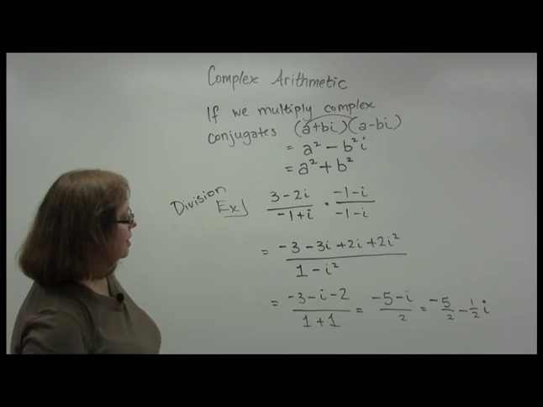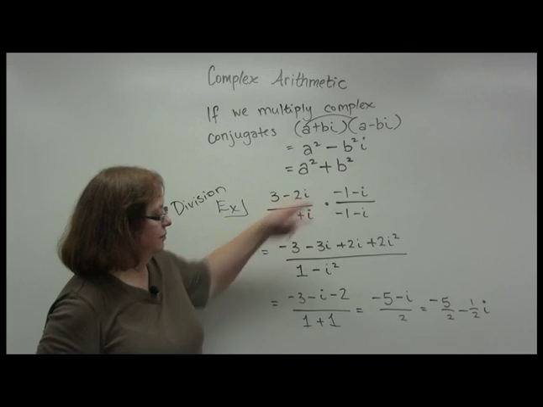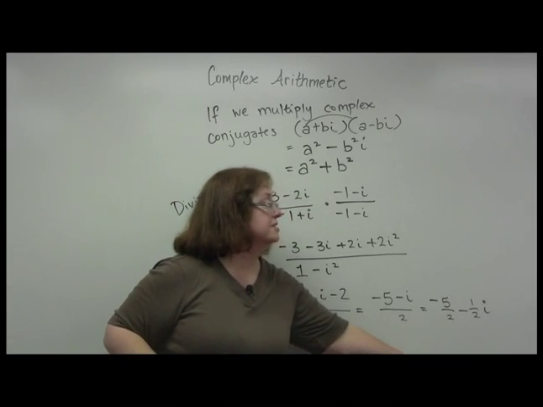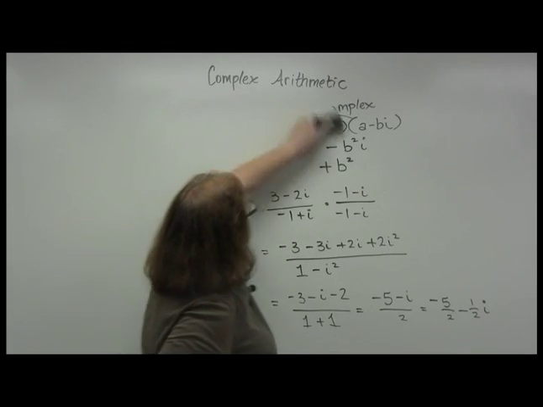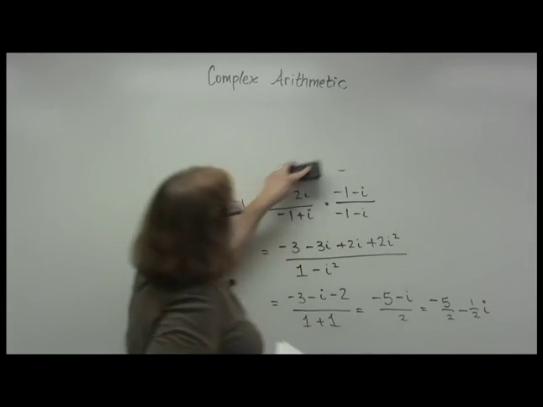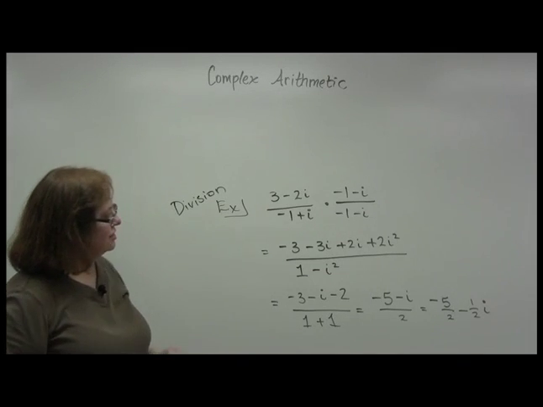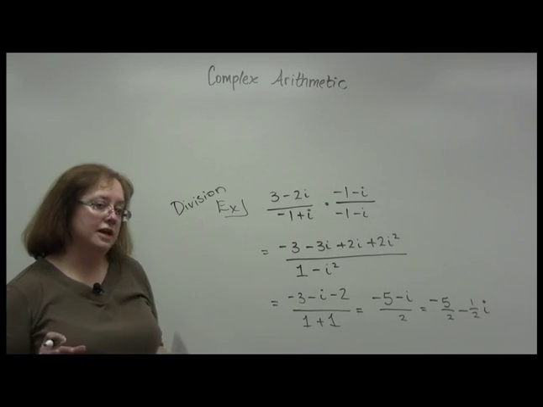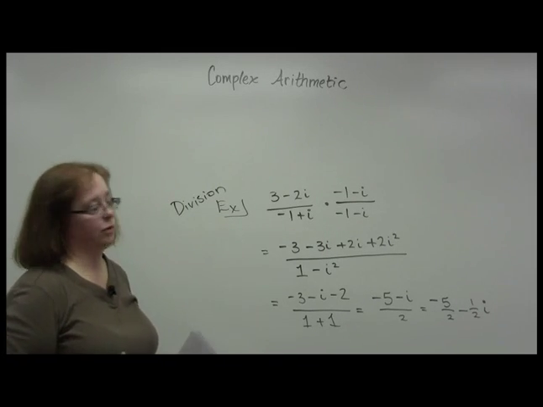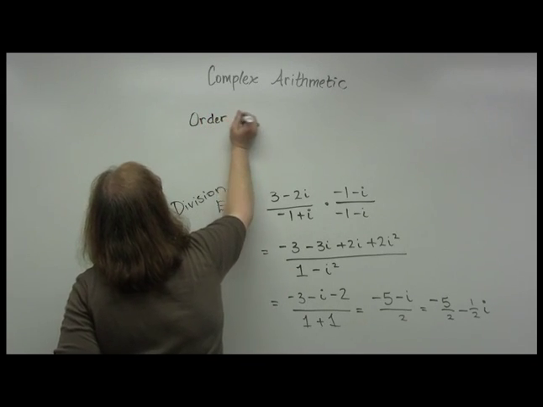Okay, so division's not that bad. You just have to remember to multiply by the complex conjugate of the denominator. So we've covered addition. We can do subtraction if we can do addition, because subtraction is just adding a negative. We've done multiplication. We've done division. One last thing I wanted to touch on is order of operations. So just a quick example for order of operations.